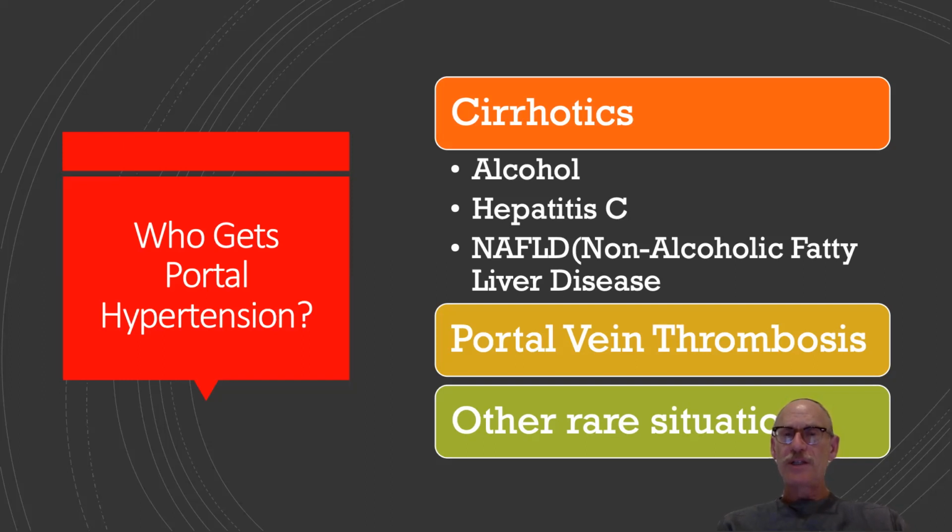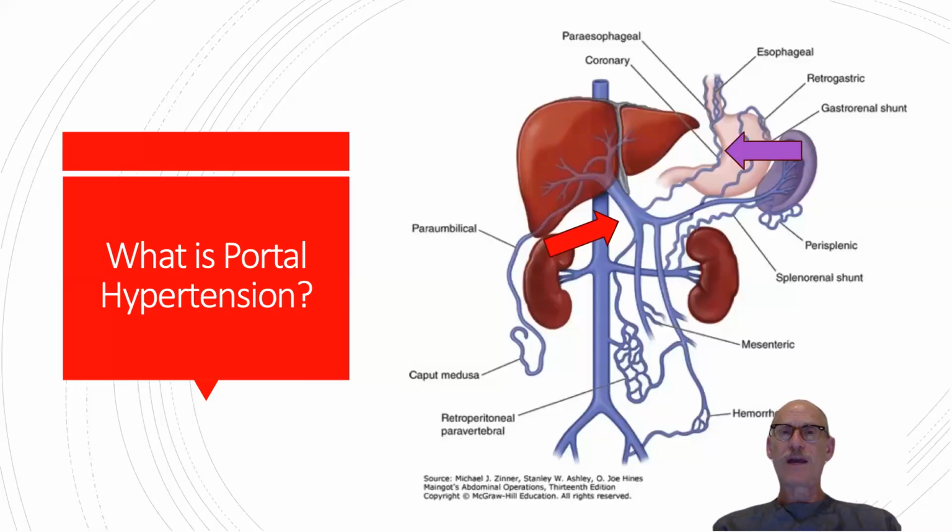Now, another situation where a patient may not have cirrhosis but still has portal hypertension is portal vein thrombosis. A thrombosis is a clot. And if we go back to our diagram, you can imagine if you look at that red arrow pointing to the portal vein, if there's a large clot blocking the portal vein, you can imagine that that pressure will build up and have the same effect as if you had cirrhosis.